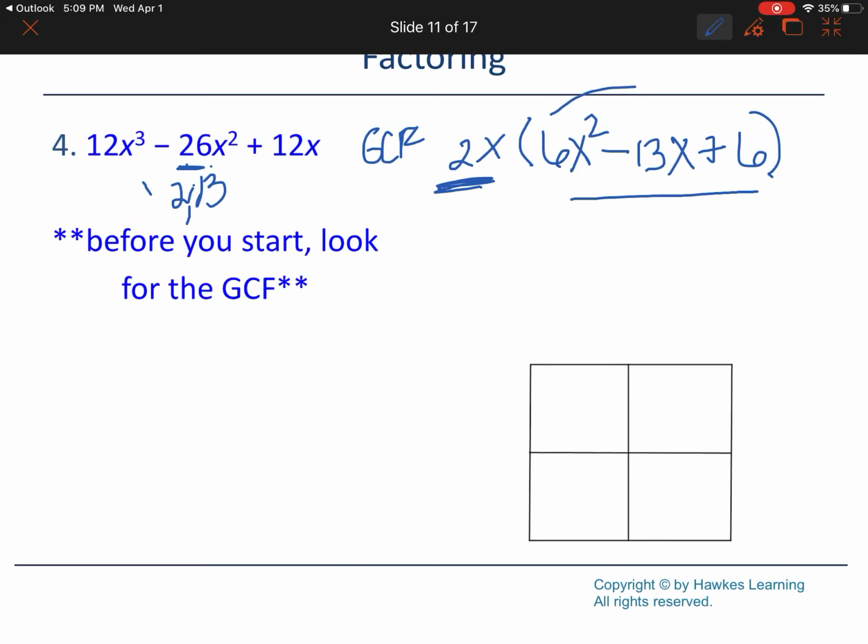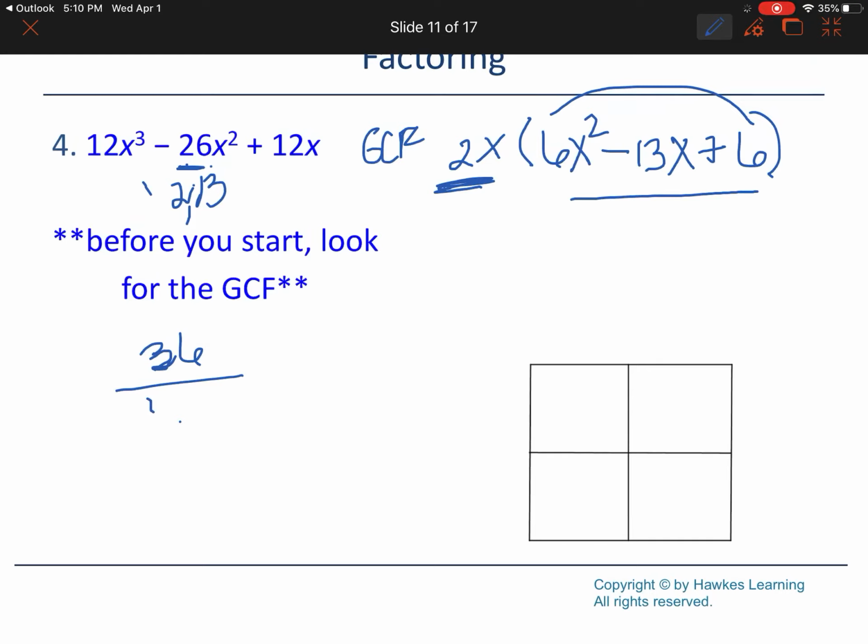So we're going to multiply the first and the last, and that will give us a positive 36. I'm going to write it down here. And we're going to look for factors of 36 that add up to be negative 13. So since it's a negative, we want both of these to be negative because this 36 is positive. So they have to have the same sign. So we want factors of 36 that add up to be 13, right?